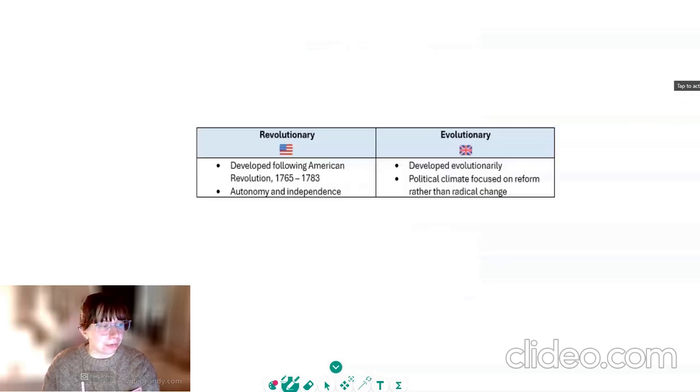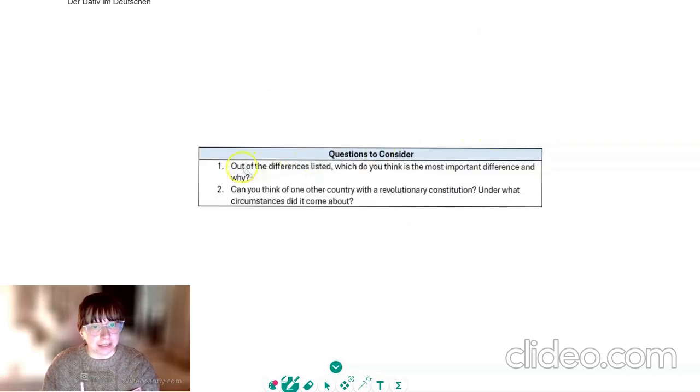What I want you to consider after this is, out of the differences listed, what do you think are the most important differences, and why? What would you use to justify that being the biggest difference to you personally? And then can you think of another country with a revolutionary constitution? And next time we meet, do you think you can maybe describe what circumstances that revolutionary constitution came about from?